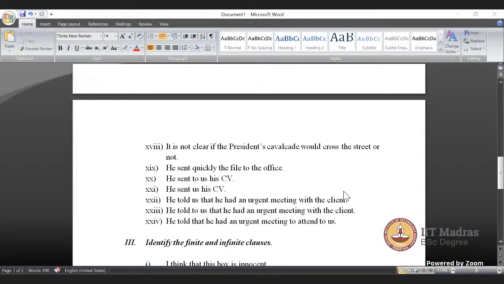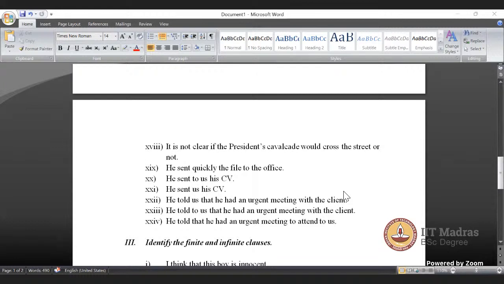Okay. So look at the sentence. He sent quickly the file to the office. Ungrammatical, right? Quickly should be at the end. Alternatively, quickly can also be before the verb sent. He quickly sent the file to the office is also right. Or he sent the file to the office quickly is also correct. But definitely he sent quickly the file is a wrong construction.